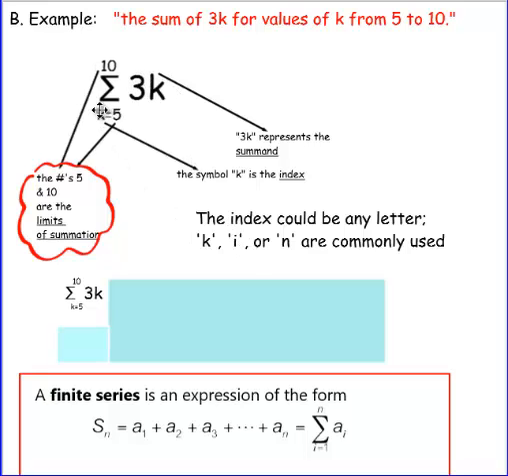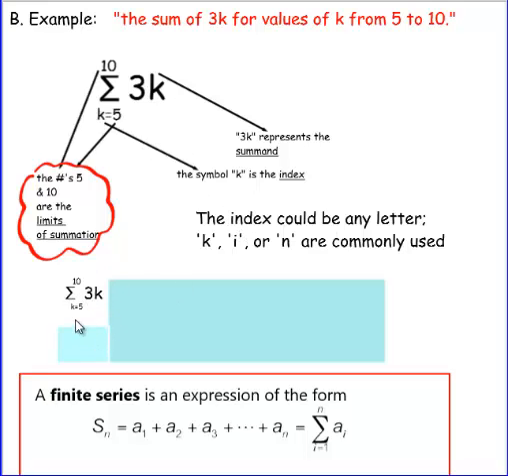Again, this index can be any letter. K, I, N are very common. We're actually going to see an example a little bit later where I use a J. So you can really use any letter for the index.